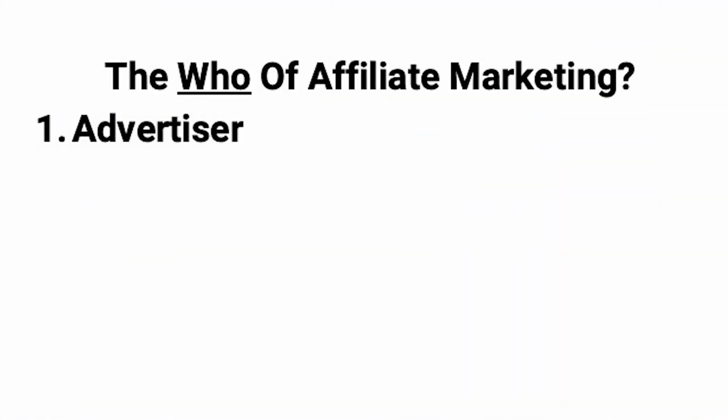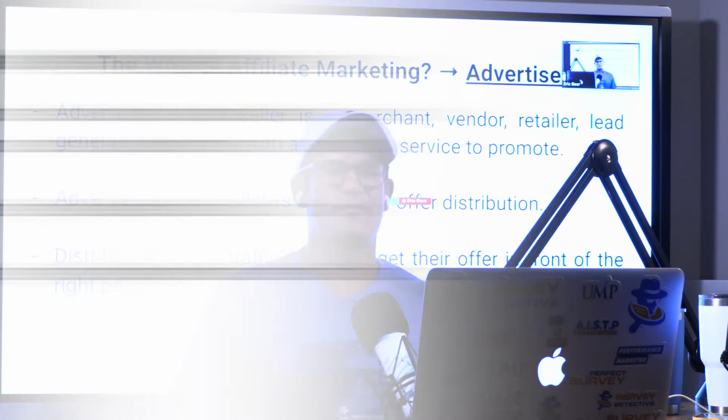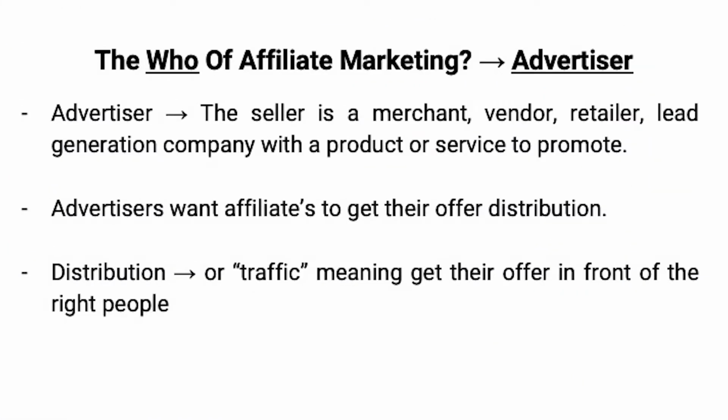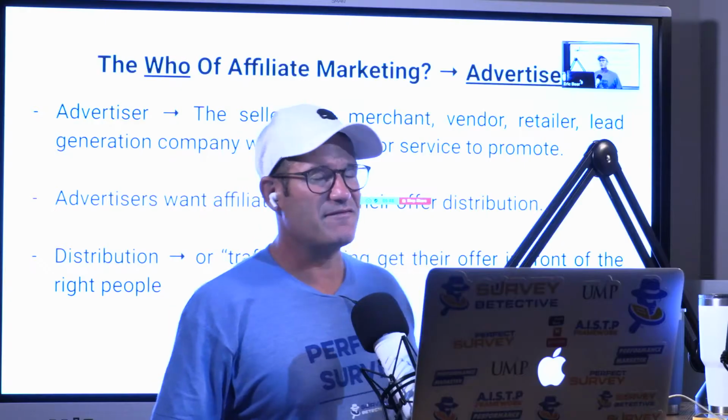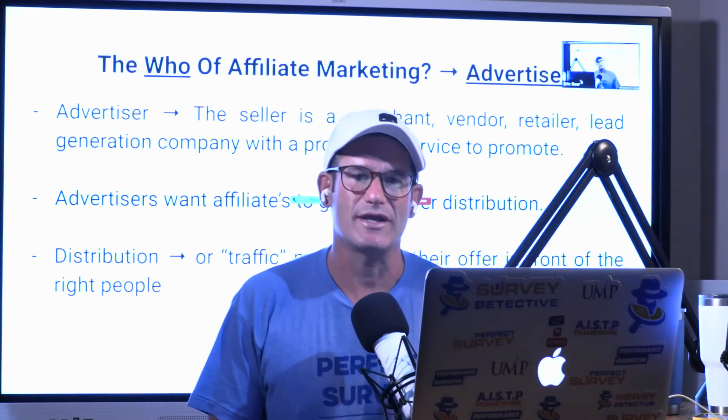The who of affiliate marketing. What makes up affiliate marketing? Number one, the advertiser. There's three people involved in this. There's an advertiser. The advertiser is considered somebody who is a merchant, vendor, maybe they're a lead generation company, anybody that has a product or service that they're looking to promote out in the marketplace. Advertisers want to find as many affiliates as possible that can promote their product to an audience, okay?